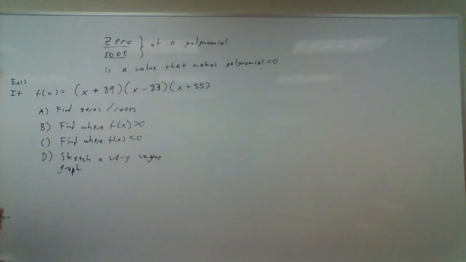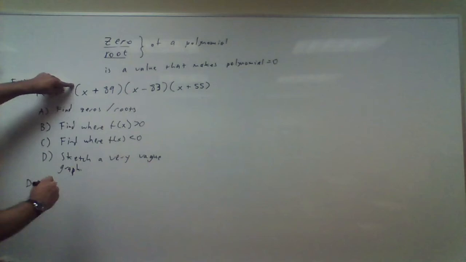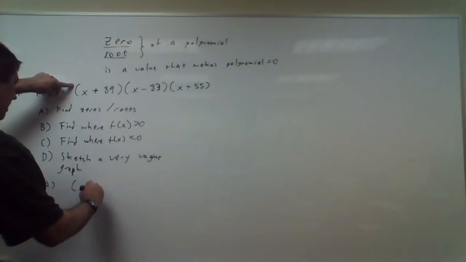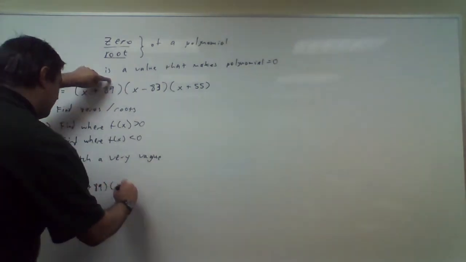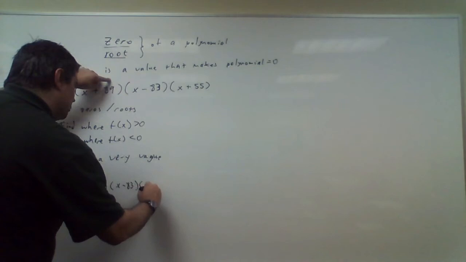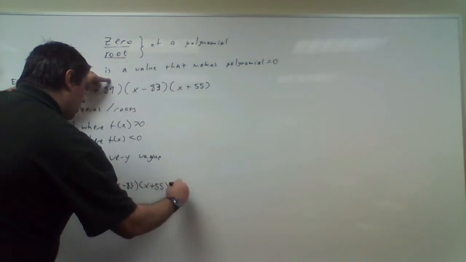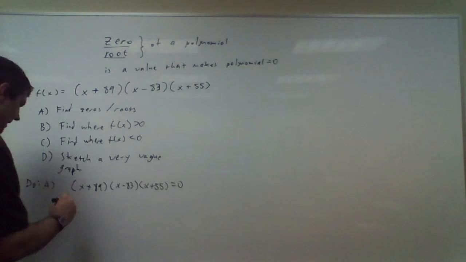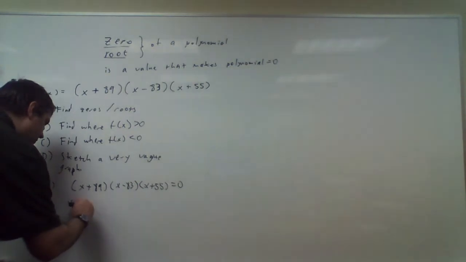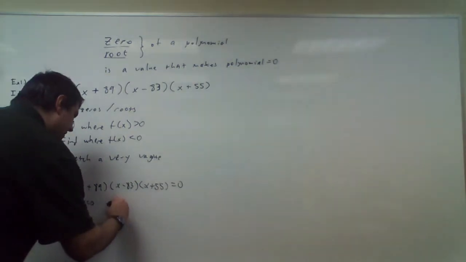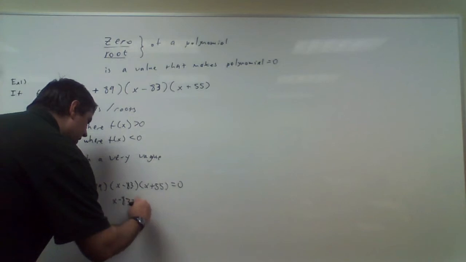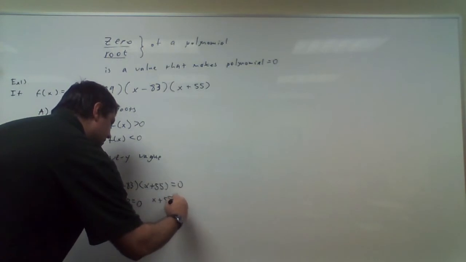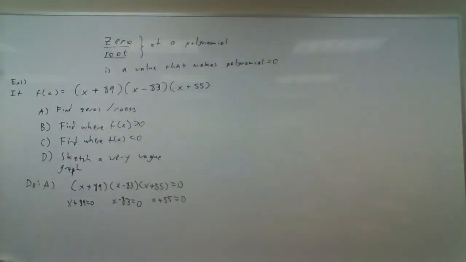Okay? So A, the zeros are going to be where x plus 89, x minus 83, and x plus 55 all equal 0. Okay? So I will take this factor and set equal to 0. This factor, set equal to 0. And this factor, set equal to 0.